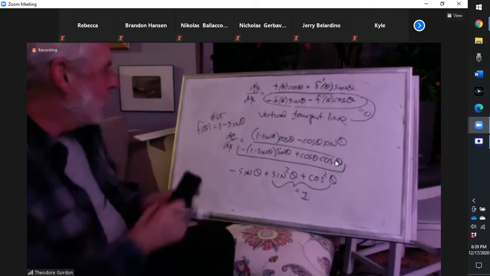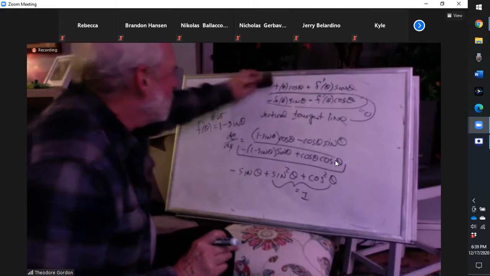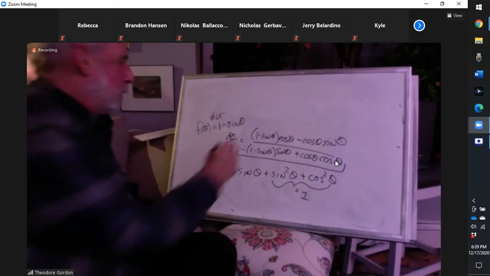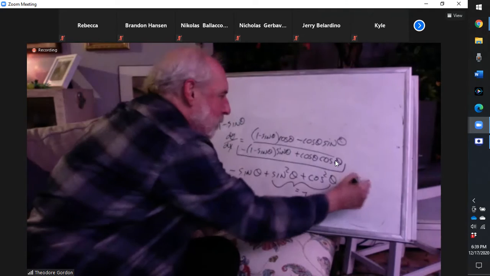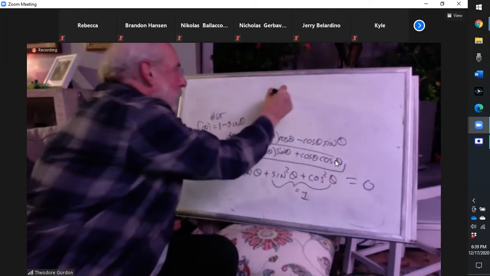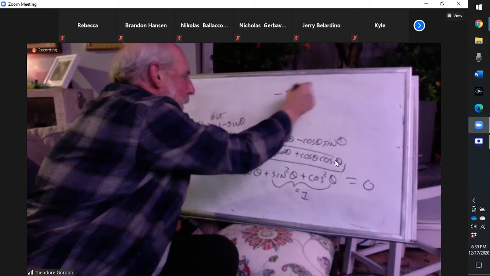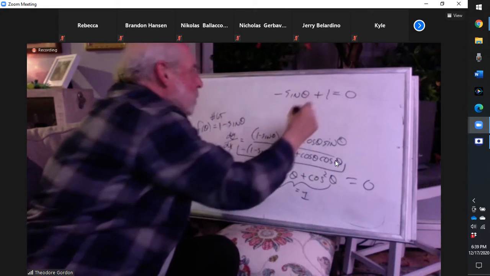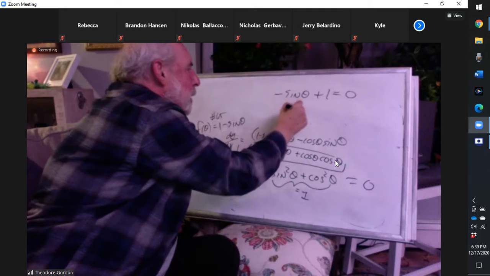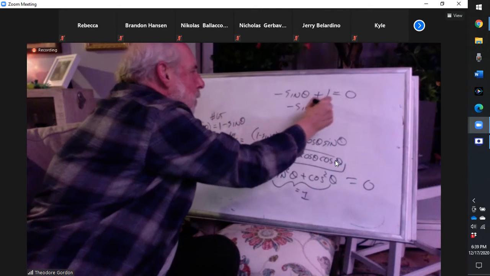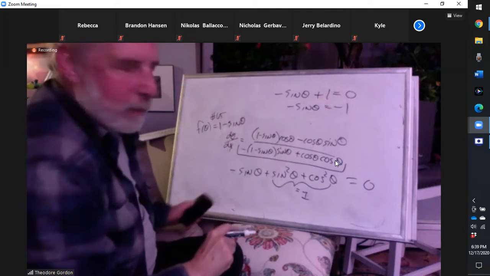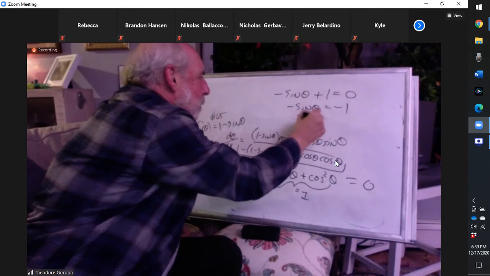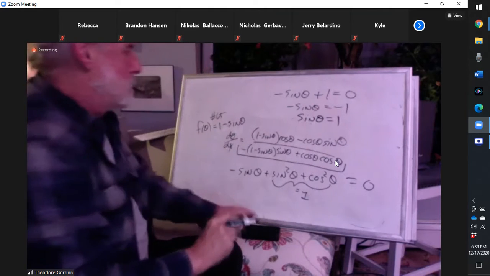So the denominator of this problem now becomes... and we want all of this to equal 0. So this gives us negative sine theta plus 1 is equal to 0. That gives me negative sine of theta is equal to -1, just a little bit of algebra there. Negatives cancel out, and sine of theta is equal to 1.